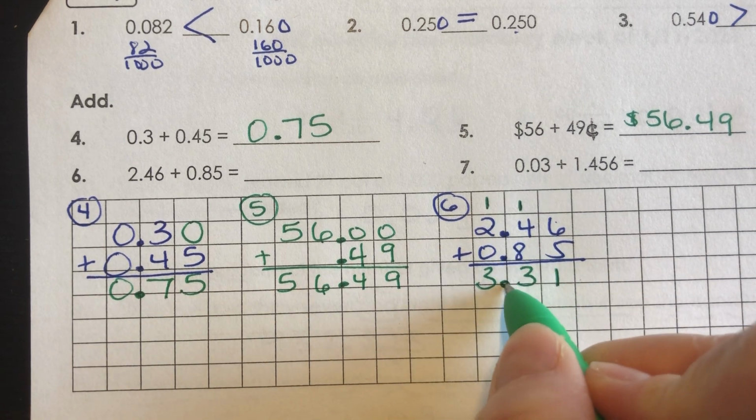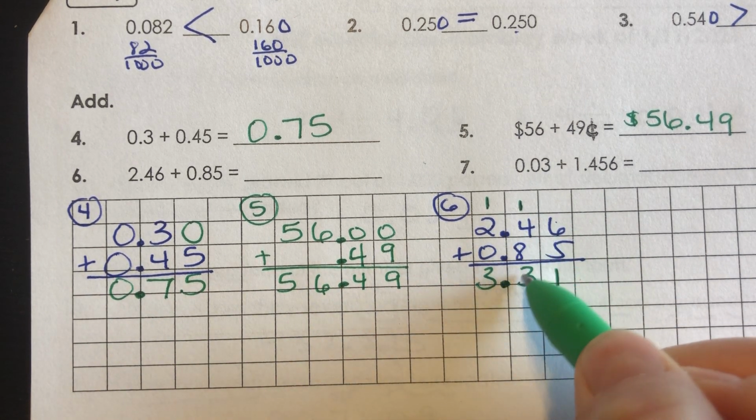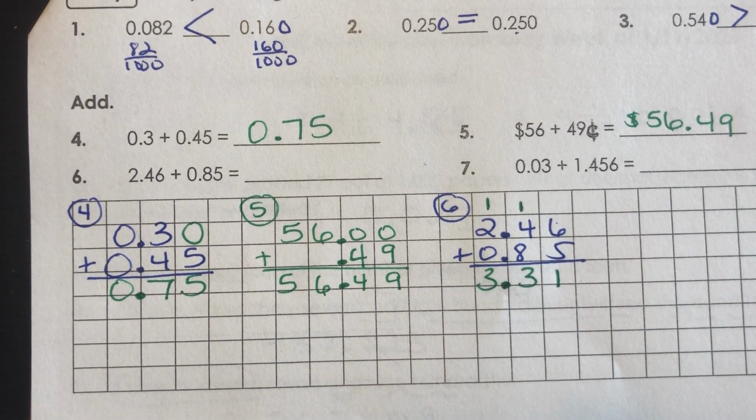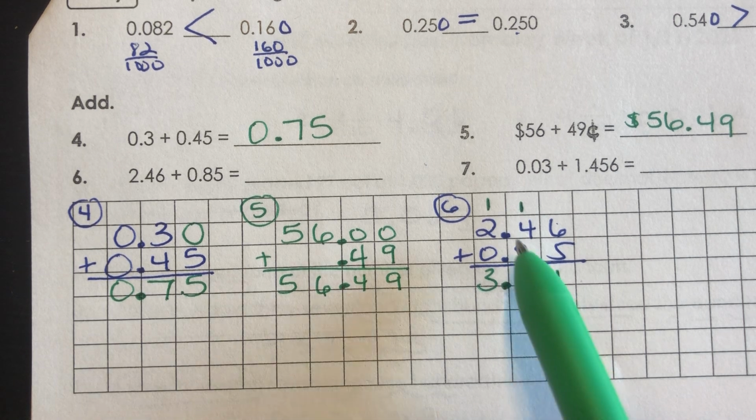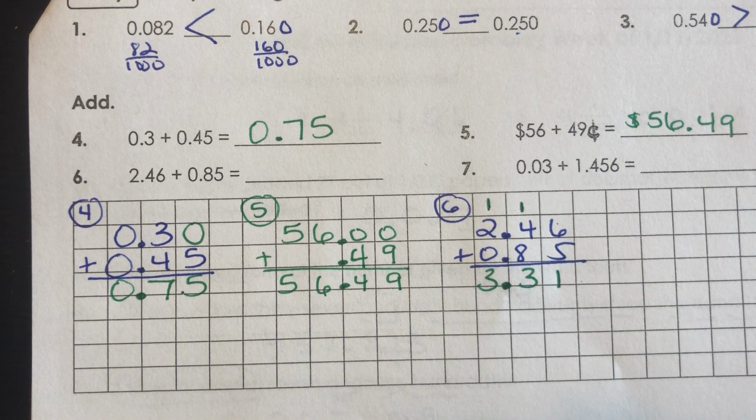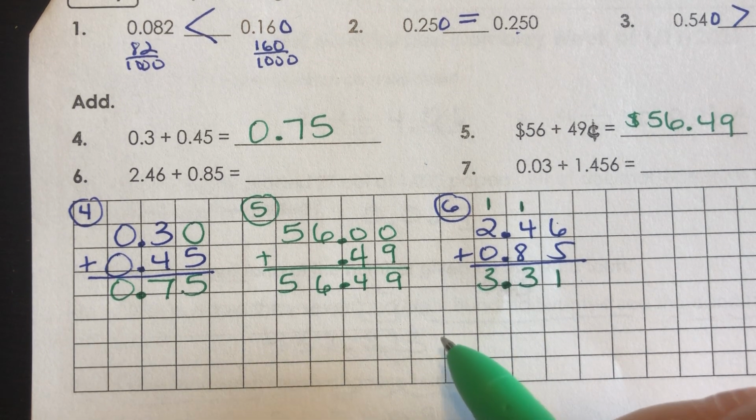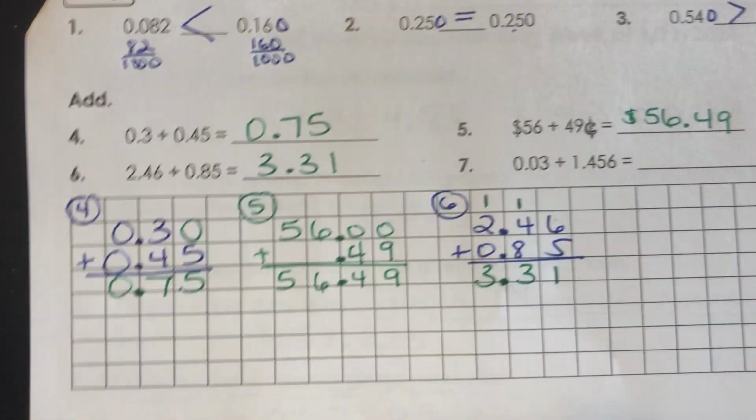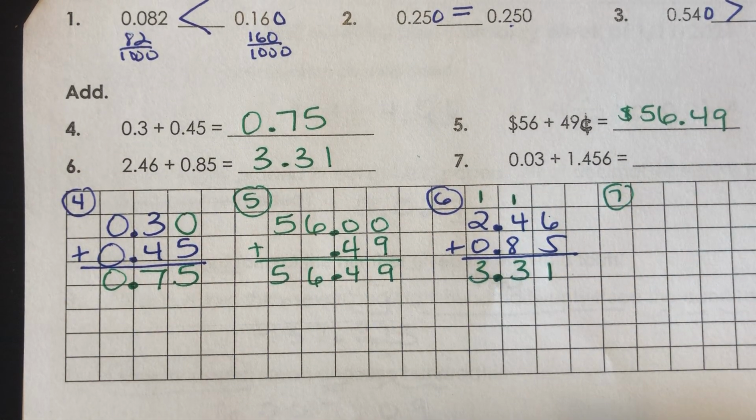Don't forget to drop down your decimal point because we added these together and those are the tenths. And we add these together and these are the ones. And if you don't have your decimal point, you're saying that the answer would be 331. If you had $2.46 and 85 cents, you would not get $331, right? So make sure you drop that decimal point down. So again, that's 3.31.